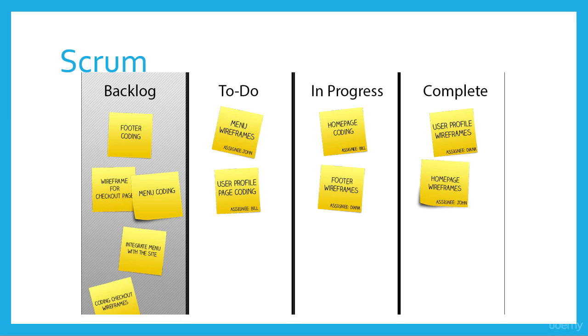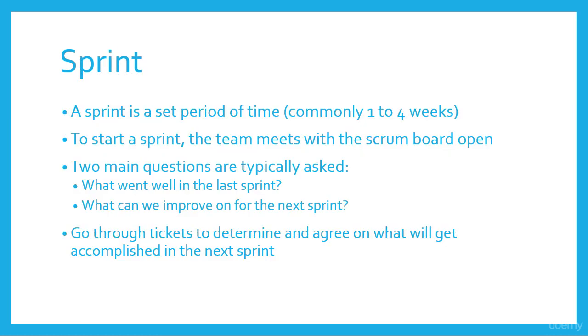So we kind of talked a little bit about sprints just a second ago, but what exactly is a sprint? So a sprint is a set period of time. Now, most commonly, it's going to be anywhere from 1 week. So you have a 1 week sprint to a 4 week sprint.